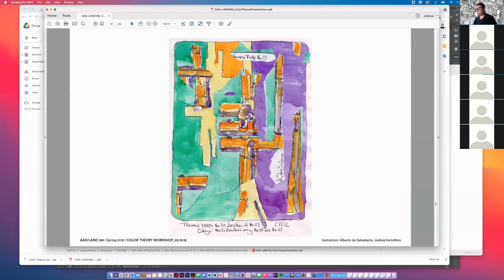Could be a split complementary, right? So you have violet on one side and yellow on the other, and then adjacent you have some oranges and some greens, right? So that's one way of looking at it.